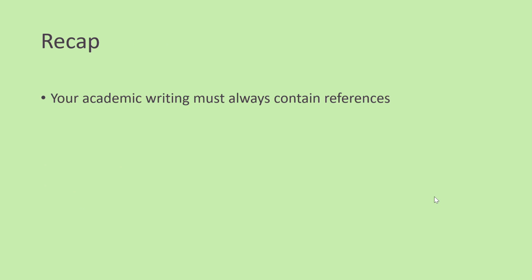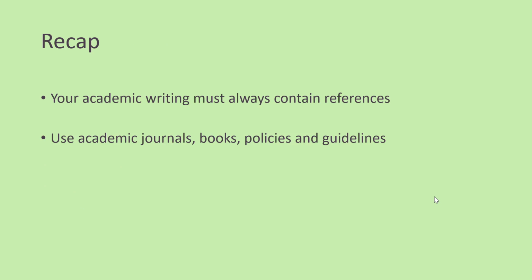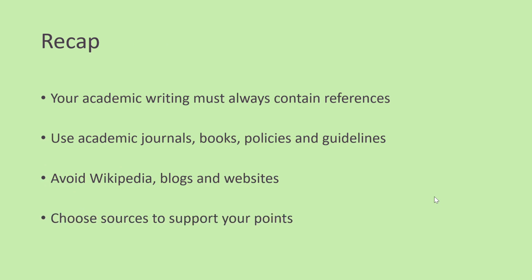To recap, academic writing must always contain references. Make it your priority. Use academic journals, books, policies and guidelines as a starting point. Avoid Wikipedia, blogs and websites. And choose sources to support your points.